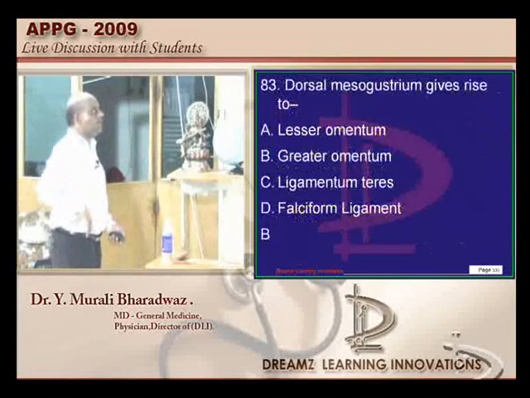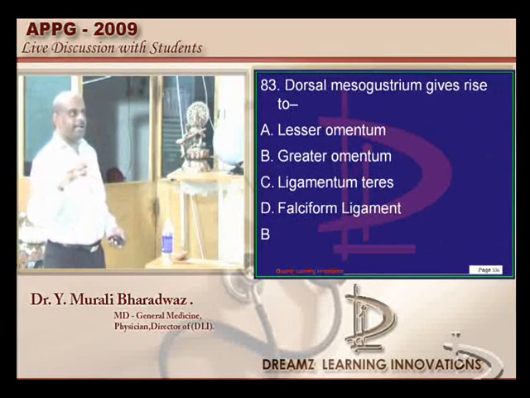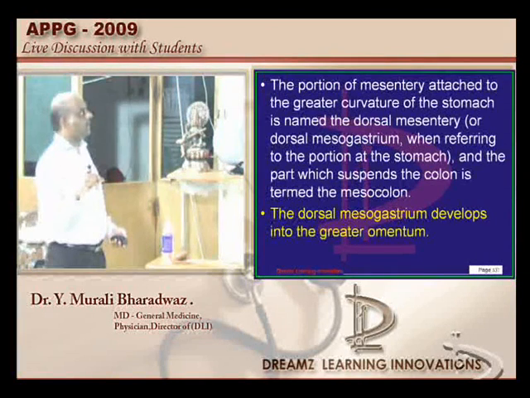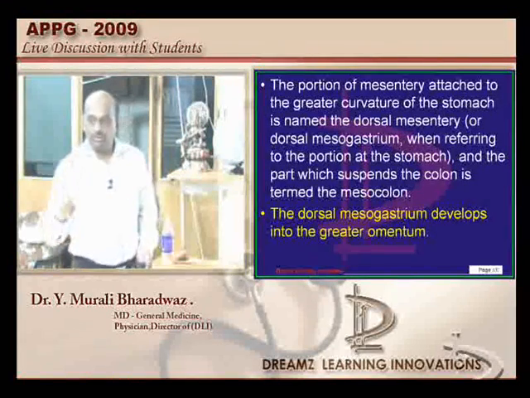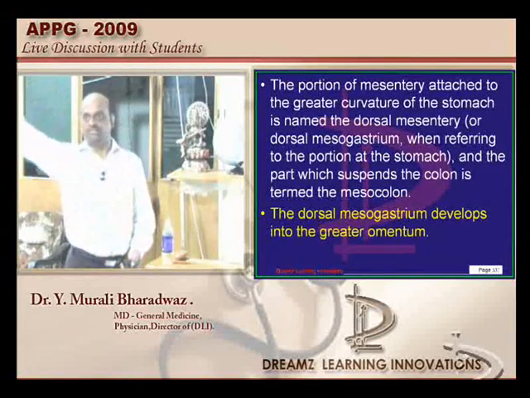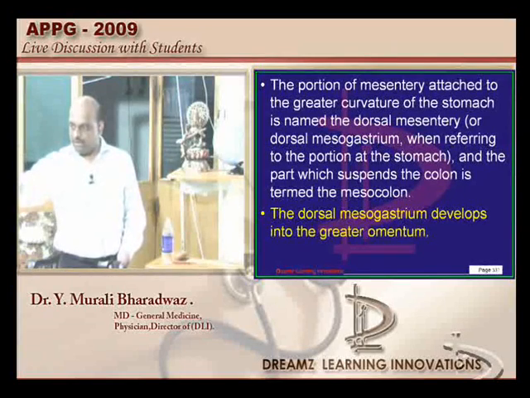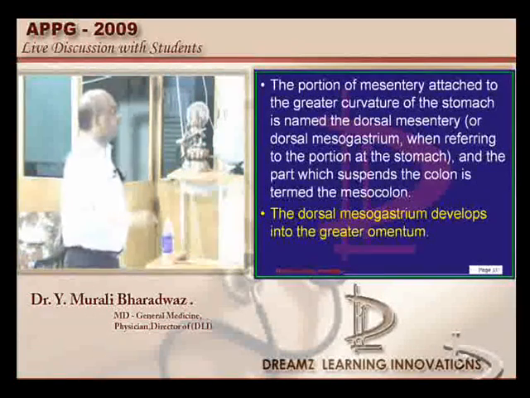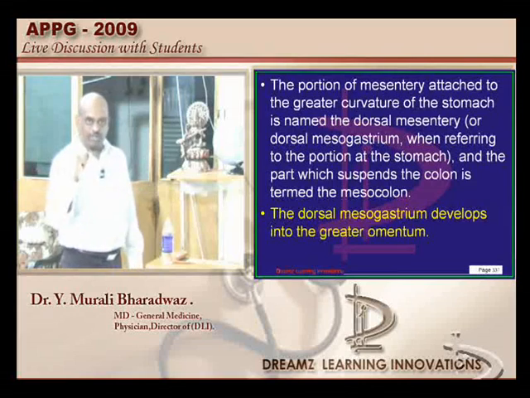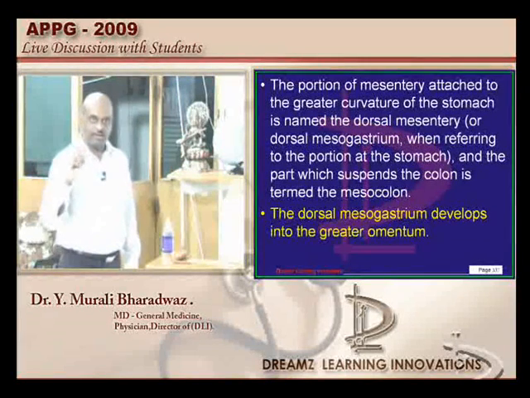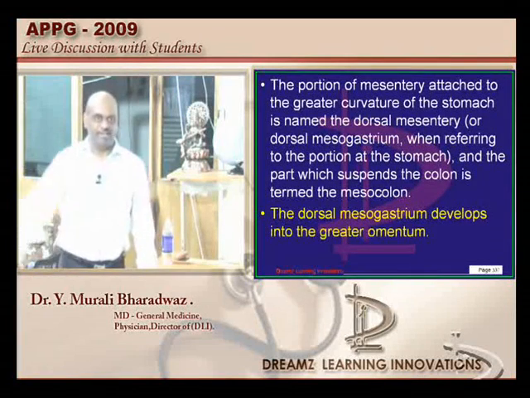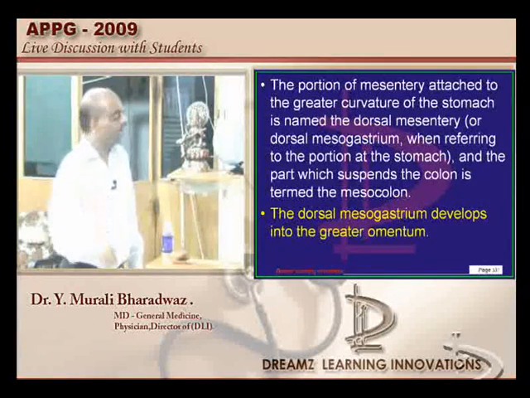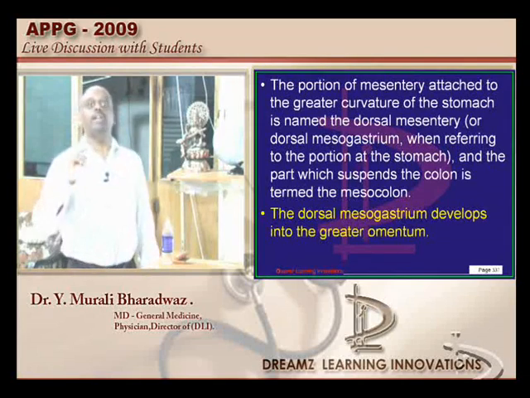Dorsal mesogastrium will be developing into the greater omentum, as all of you know. All except what was given? Dorsal mesogastrium gives rise to what? Question is correct, answer is correct. Then we had some auditory turbulence. Somebody said all except about the question.